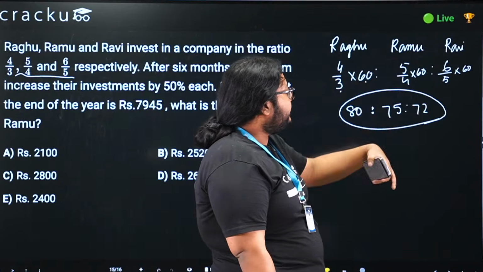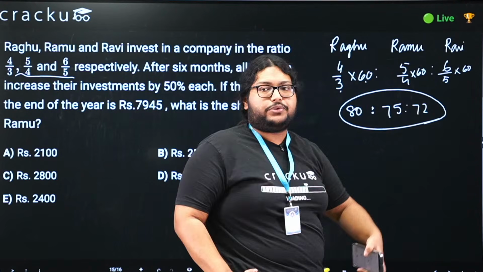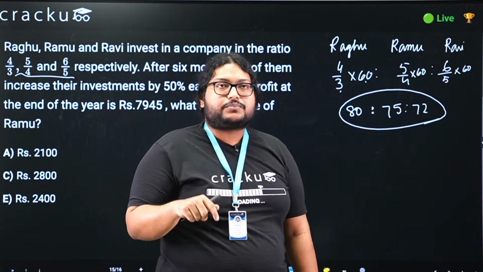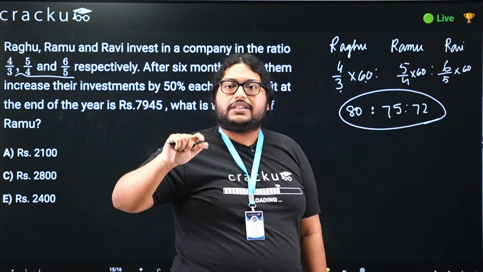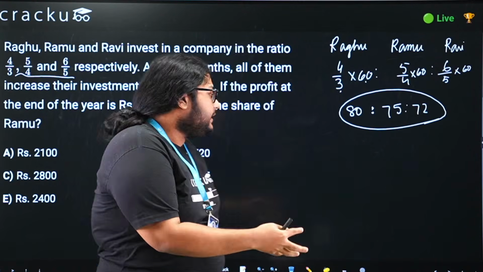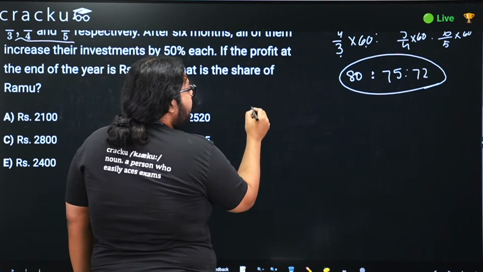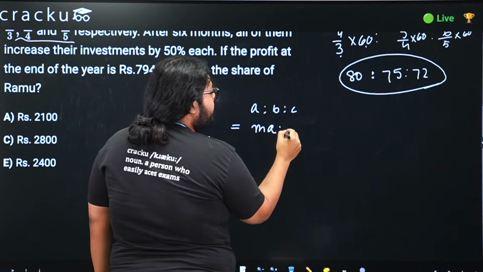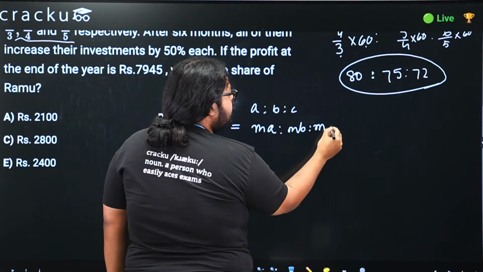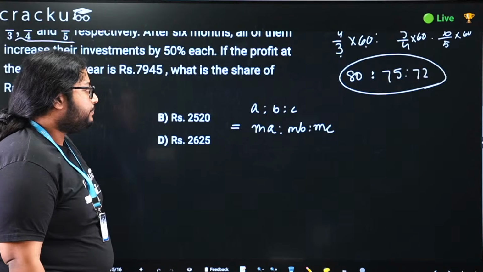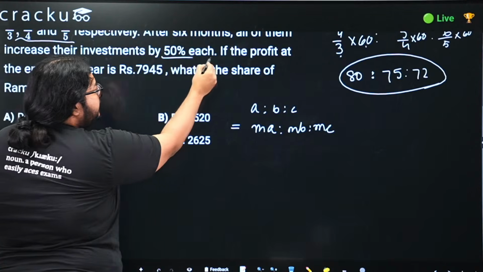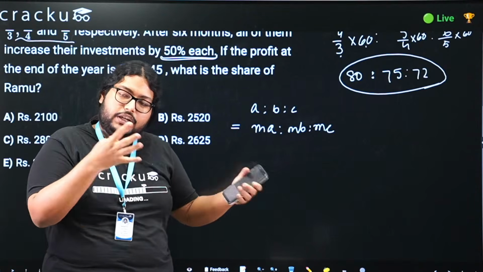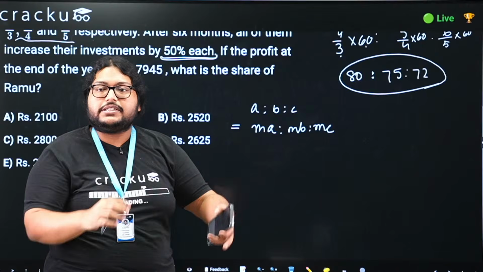Raghu, Ramu and Ravi invested in 80:75:72 ratio. Now about ratios, there are 2 things. One thing is, if I am increasing something with the same percentage, it is basically like me multiplying the same thing. If A is to B is to C is the same as M times A is to M times B is to M times C, that tells me what? Here they have each increased their investment by 50%. All three have invested 50% more than their initial amount.